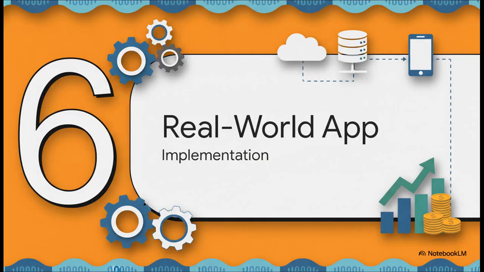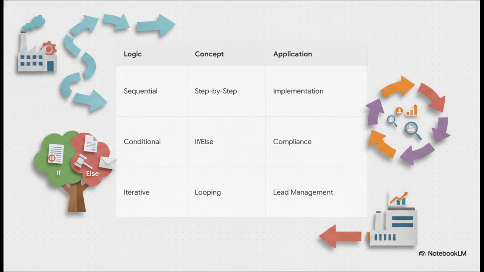Section 6. Real-world automation implementation. Let's pull all this together. When we zoom out and look at the big picture, we can clearly map these abstract coding concepts directly to the enterprise workflows they power. Sequential logic gives us that essential step-by-step framework for implementation. Conditional logic provides the if-else decision-making power to safely navigate strict compliance rules. And iterative logic, well, that acts as the tireless engine looping through endless lead management tasks.